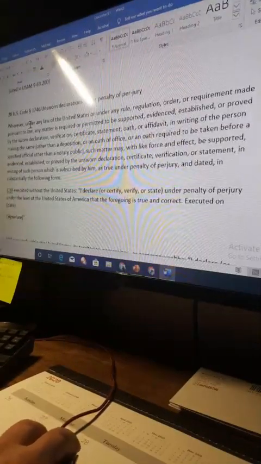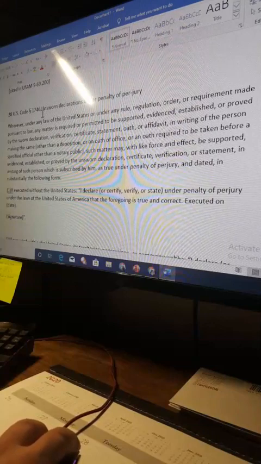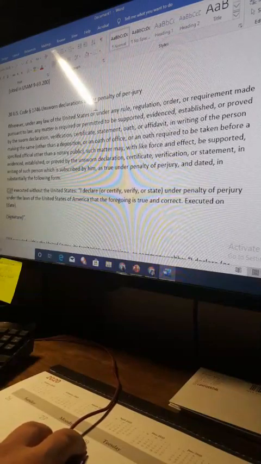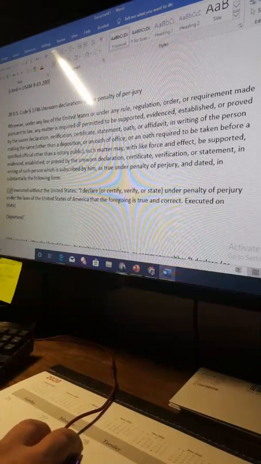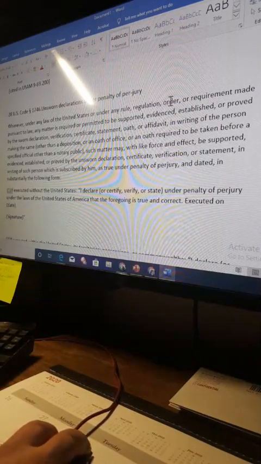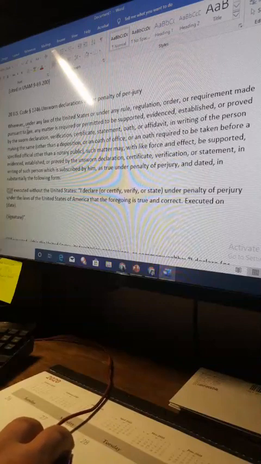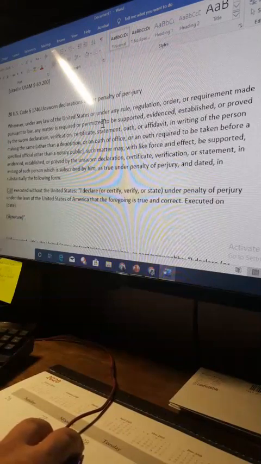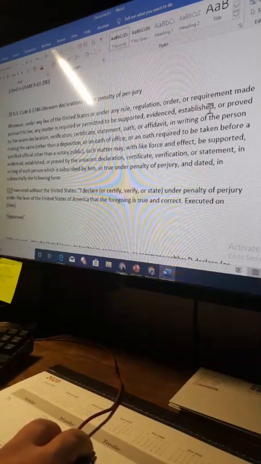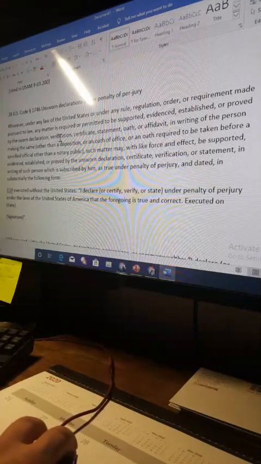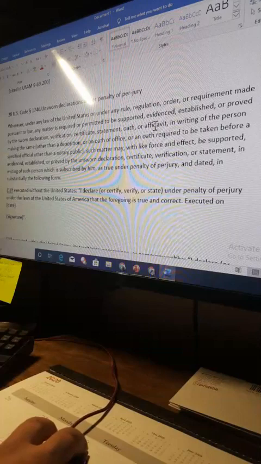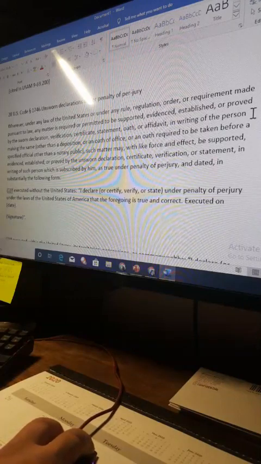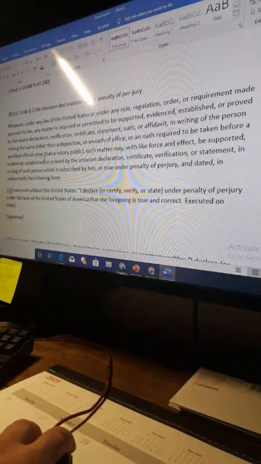Title 28 USC Code subsection 1746, unsworn declarations under the penalty of perjury, whoever or wherever under any law of the United States, under any rule, regulation, order, or requirement made pursuant to law, any matter is required or permitted to be supported, evidenced, established, or proved by the sworn declaration, verification, certification, certificate, statements, oath, or affidavit in writing of the person making the same. That's you.